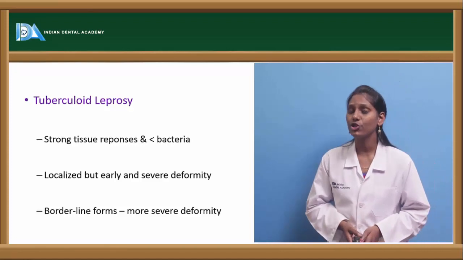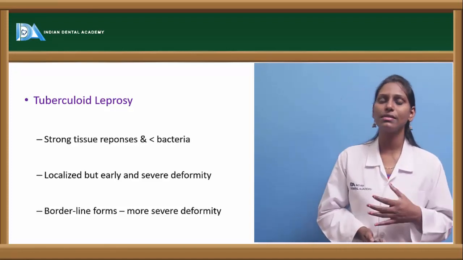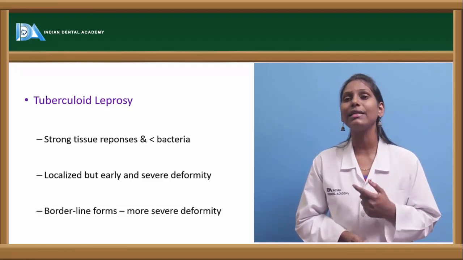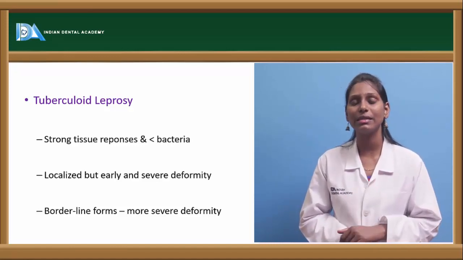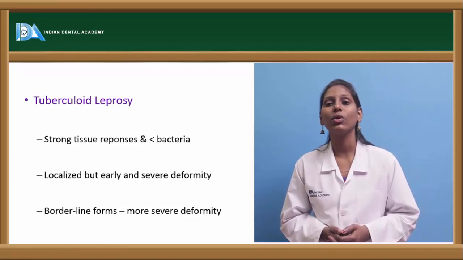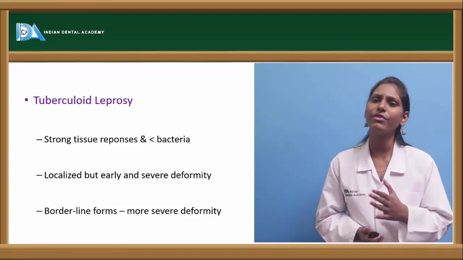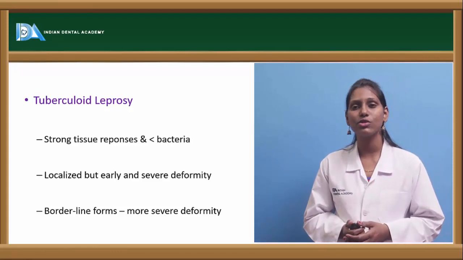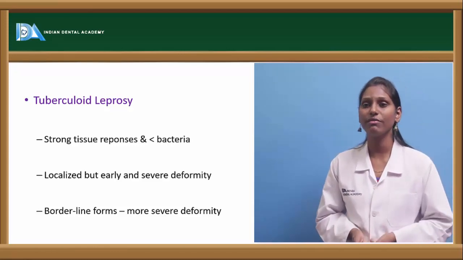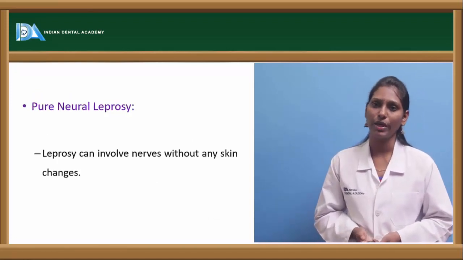When you're talking about tuberculoid leprosy, here there is host resistance, a strong tissue response towards it. The number of bacteria is usually less in tuberculoid leprosy, and it is usually localized, but early and severe deformities can be seen in tuberculoid leprosy. In borderline forms, the deformity is more severe when compared to tuberculoid leprosy.